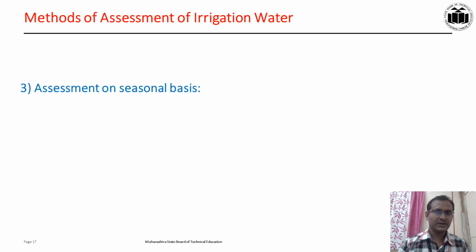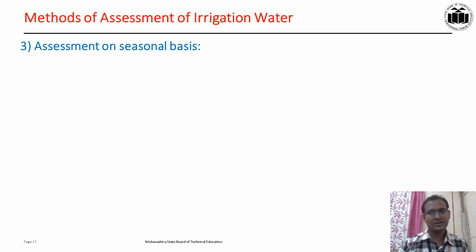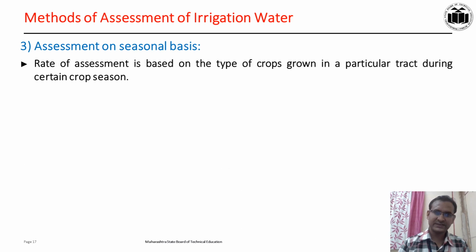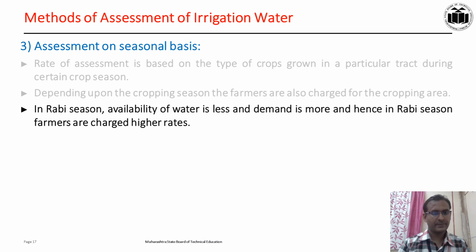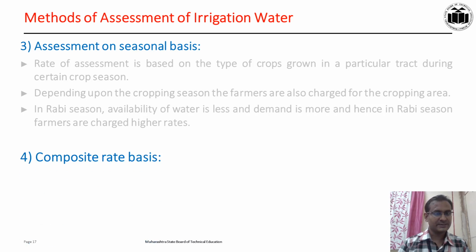Next is method number 3, that is assessment on seasonal basis. The rate of assessment is based on the type of crop grown in a particular tract during a certain crop season. Depending upon the cropping season, the farmers are also charged for the cropping area. In Rabi season, availability of water is less and demand is more, and hence in Rabi season, farmers are charged higher rates.